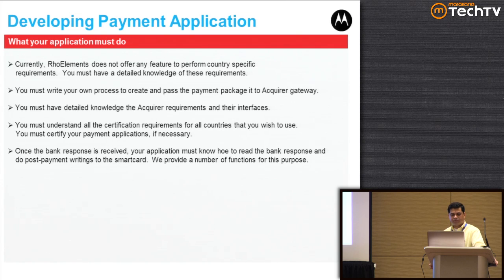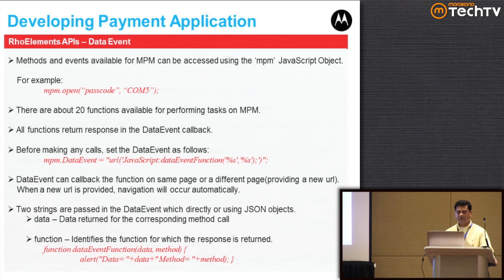Once the bank response is received, your application must know how to read the bank response and do post-payment writings to the smart card. So whatever the format it's coming back from the bank, you should be able to parse it and then put it into our structures so that it goes on the chip. They're all different tags in the chip. So each tag has a value, so you write to the tags. We provide a number of functions for this purpose.